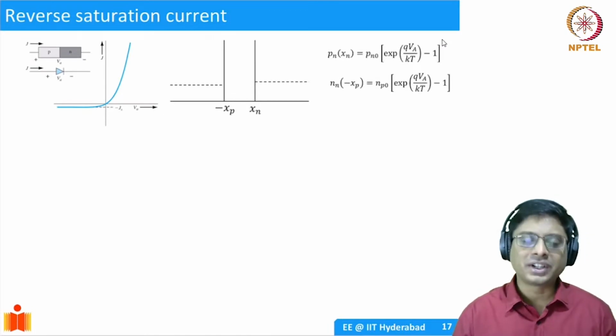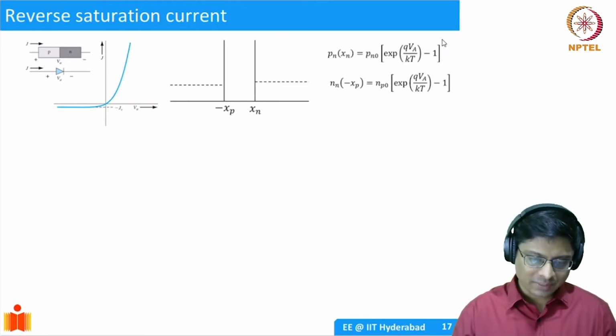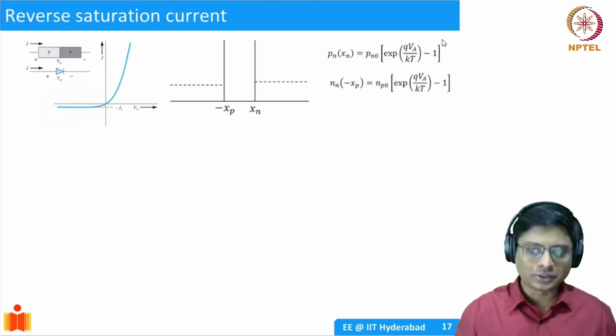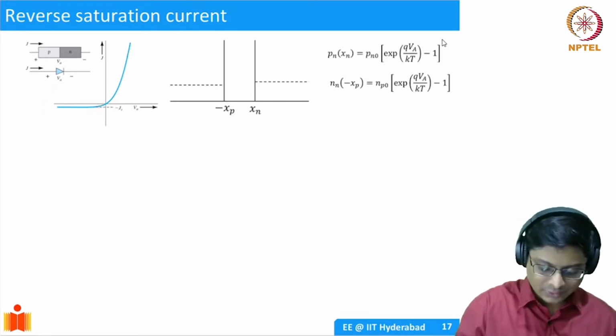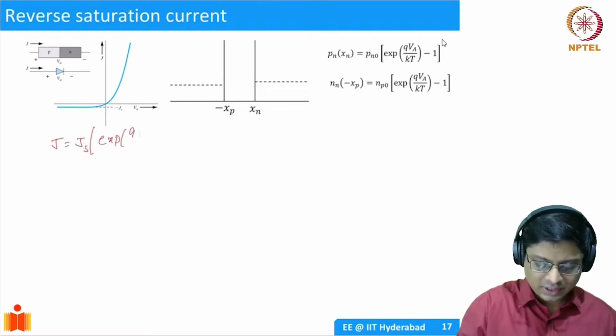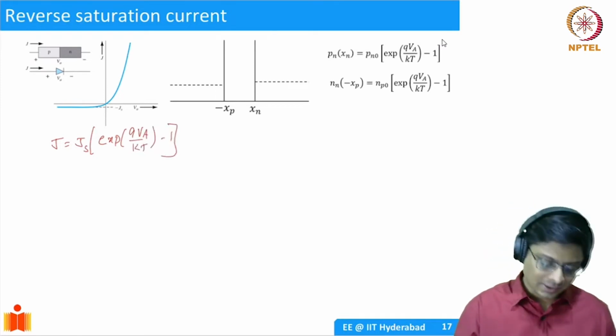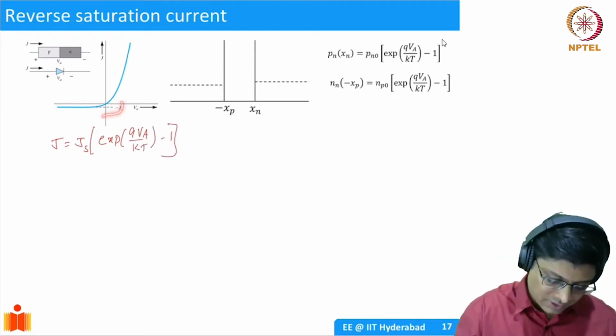In this video, we'd like to study the behavior of reverse saturation current. We already mentioned that reverse saturation current is essentially this, which is coming out of the expression. For example, if you write the total current, it is going to be Js times exponential of qVA by kT minus 1, right? So when VA is negative, it's going to be minus Js, and that's what we are showing here. Essentially, minus Js is the current.